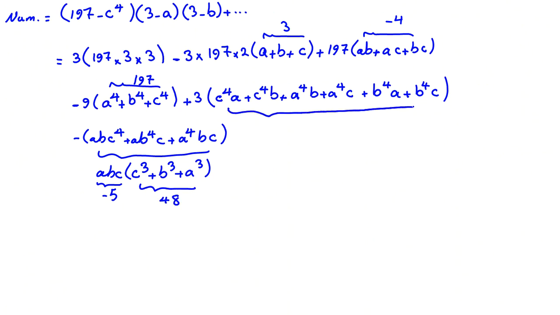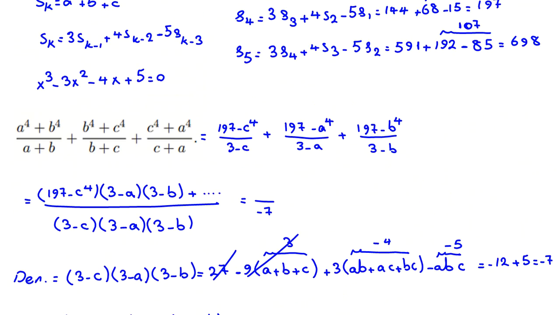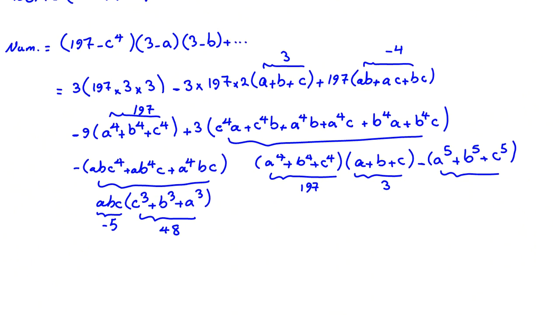And for this part, look, I write it like this. a^4 plus b^4 plus c^4 times a plus b plus c. So we have all terms but some extra terms. Like what? a^4 b, a^4 c is good because of here. But a^4 times a is a^5, so it's not good. So we subtract a^5 plus b^5 plus c^5. So this part is S4, and S4 we know is what? 197. This part is 3. This part is S5. S5 was what? S5 is 698. Okay.